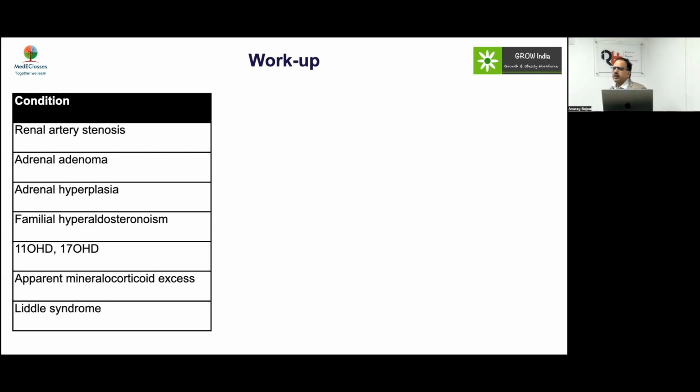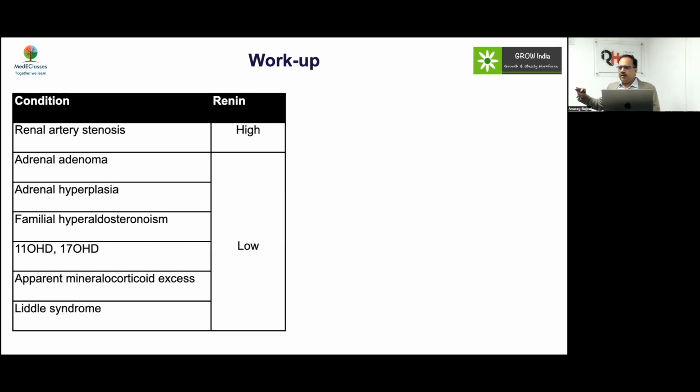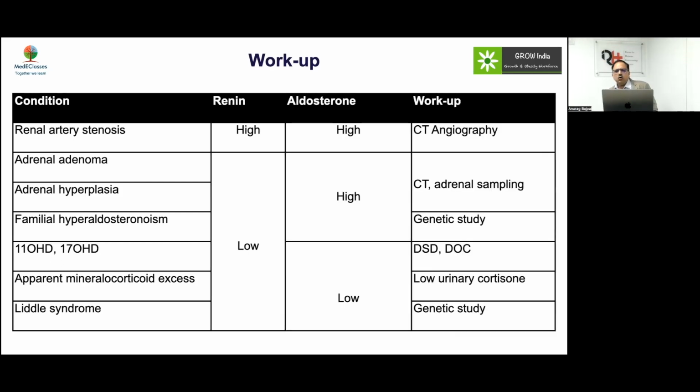Now if we compare the common etiologies, renal artery stenosis, adrenal adenoma, hyperplasia, GRA, these three will be pretty similar. For CAH variants, AME and Liddle, renin level will be low in everybody except renal artery stenosis. In this scenario, your renin is high because that is driving the overall picture. If we talk now about the aldosterone level, the levels will be high in everybody except for apparent mineralocorticoid excess, Liddle syndrome, and CAH variant. So if you have low renin, low aldo, you're talking about either DOC or 11 beta HSD or Liddle syndrome.